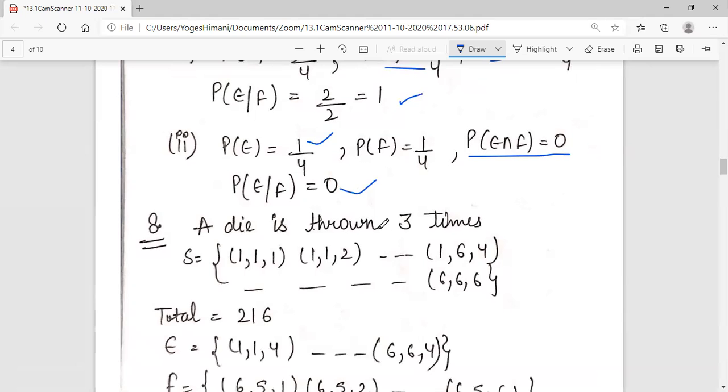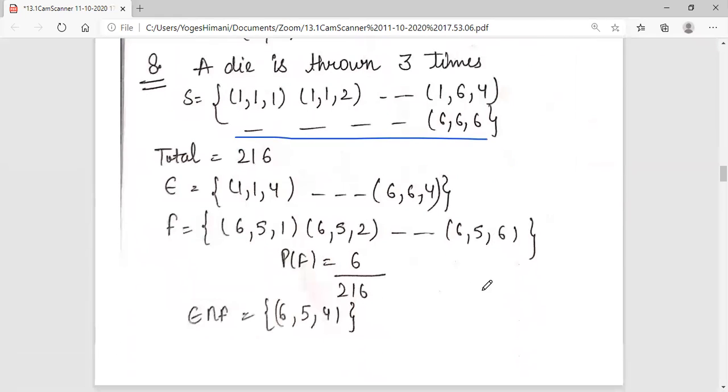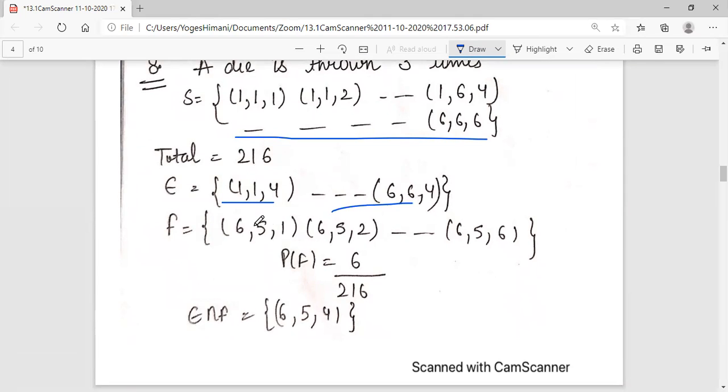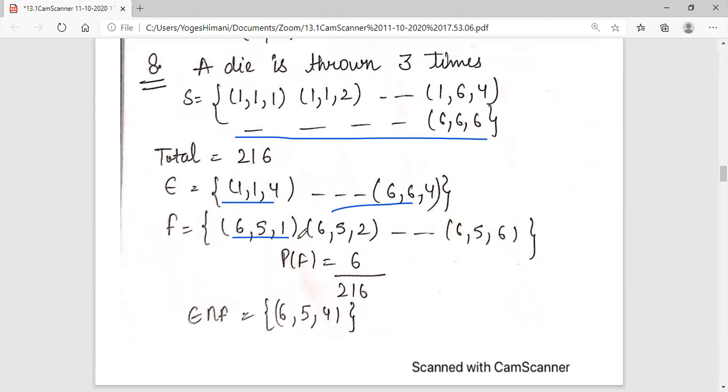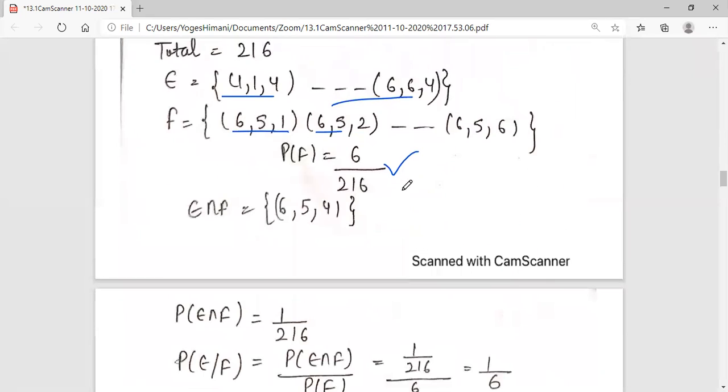Question number 8: a die is thrown 3 times. If you throw it 3 times, this will be the sample space. E means 4 appears on the third throw. How many cases are there? So many will be there, we will note it down. And F means 6 and 5 appear on the first two throws. How many cases are there? 6, so 6 by 216. What is common in both? Only one case, 6, 5, 4, so 1 by 216.